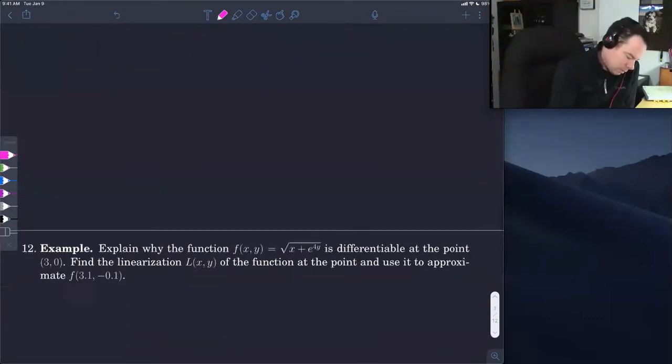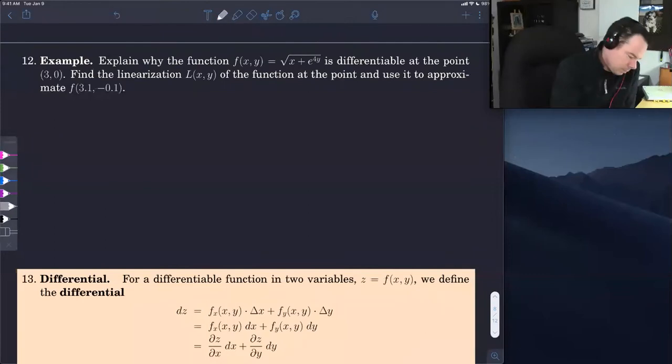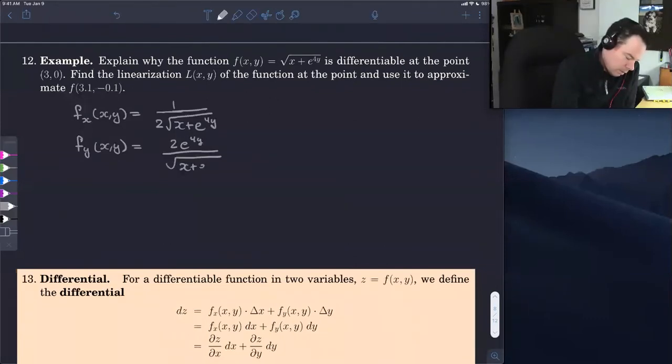So let's have a look at an example. Explain why the function f of x given here is differentiable at the point (3, 0). The first thing we do is work out the partial derivatives. The first partial with respect to x is given by that. And then the y partial is given by 2e^(4y) over the square root of x plus e^(4y).